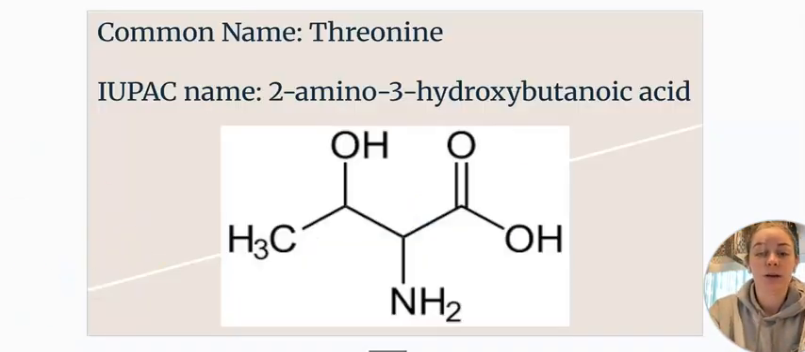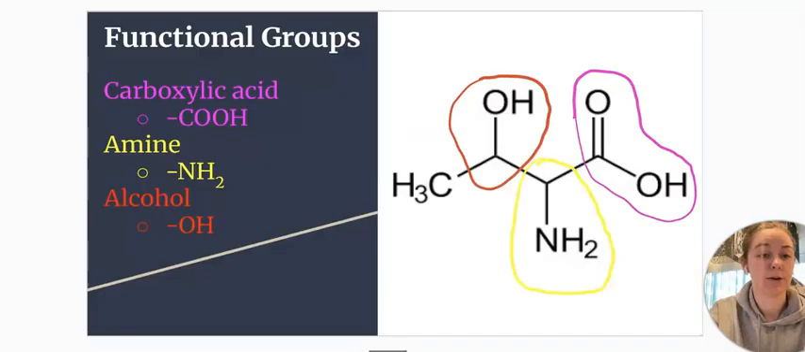Moving into the IUPAC name, we have a 4-carbon chain, which makes the "but" prefix, and then a carboxylic acid, which puts the "oic acid" suffix, and then an amino group on carbon 2 and a hydroxy group on carbon 3, and then a methyl group at the end. So that's 2-amino-3-hydroxybutanoic acid. Here are the functional groups: carboxylic acid in pink right here, amine group here, and alcohol group here.